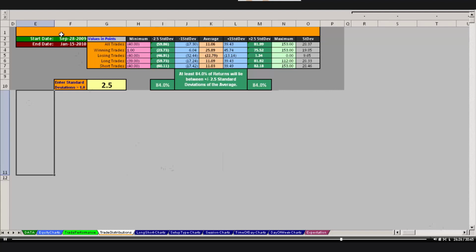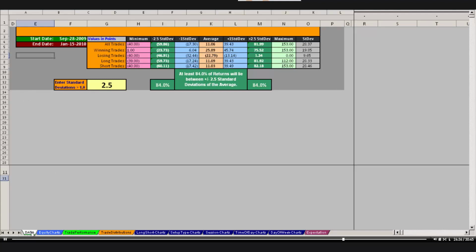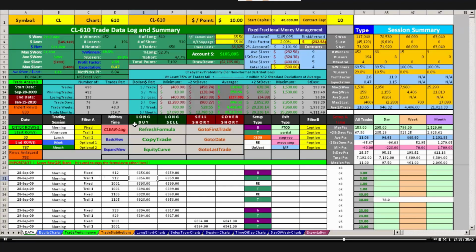Sure. And right here in column F, it tells you what the start date and the end date of the trades that you took were. And as you just pointed out, we can go all the way back to the data tab. Let me let that come up on the screen. Great. And then over here in column A, row 23, we can enter the start row, and over here in line 25, we can enter the end row. That tells us up here in lines 14 and 16 that it's between September and January. Now, just to show a quick little example on that.